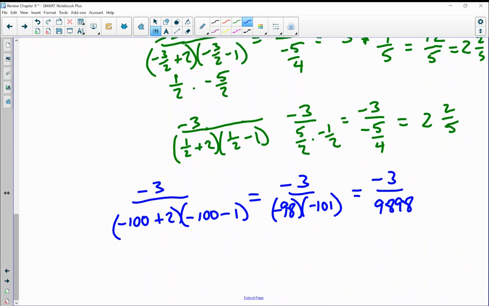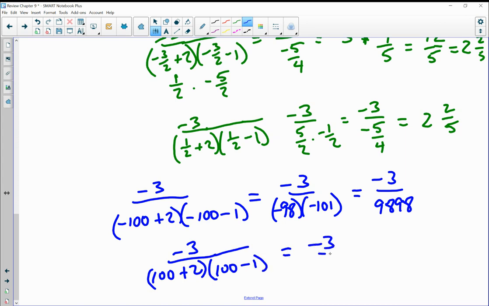And then for 100, plug it in. That's 102 times 99. So 102 times 99 should be 10,098.